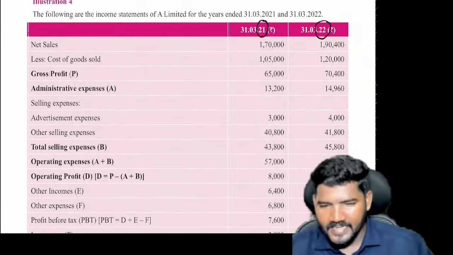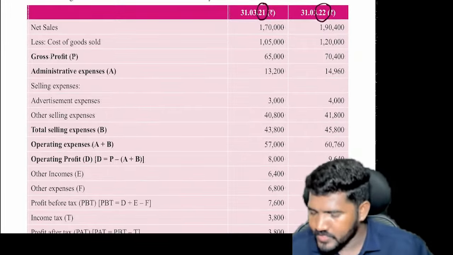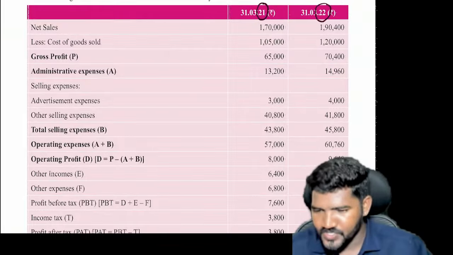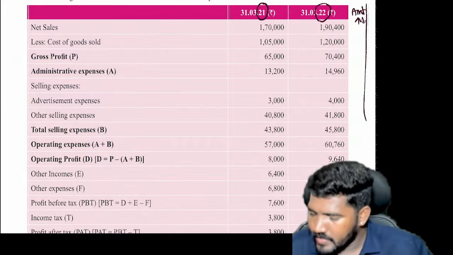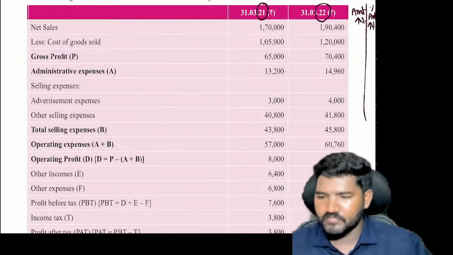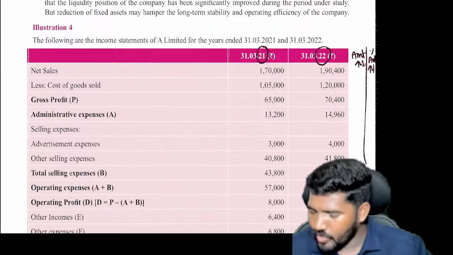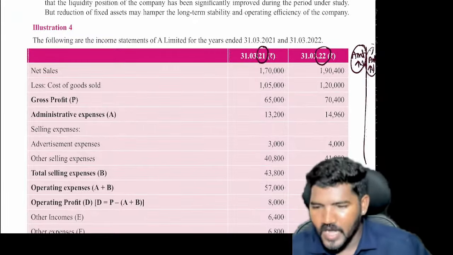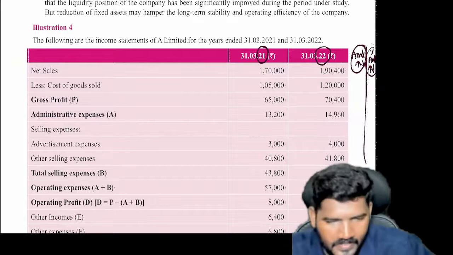Here we're not calculating divided by the base value of everything. Here we are using two extra columns. One is amount increase or decrease. Next, percentage of amount increase or decrease. So you have to put this entire box in your answer sheet and add two other columns called amount increase or decrease, and percentage of amount increase or decrease.